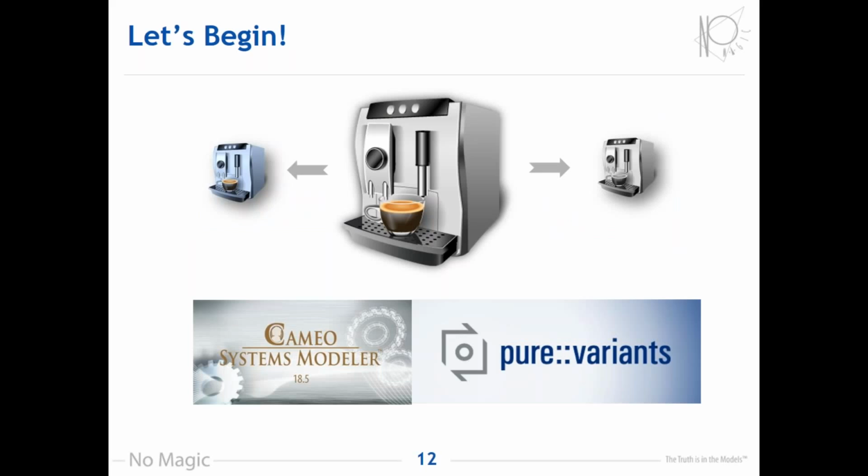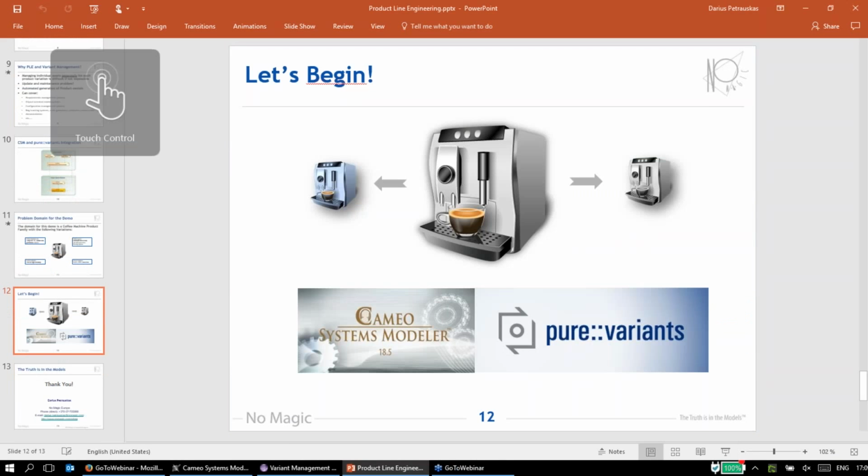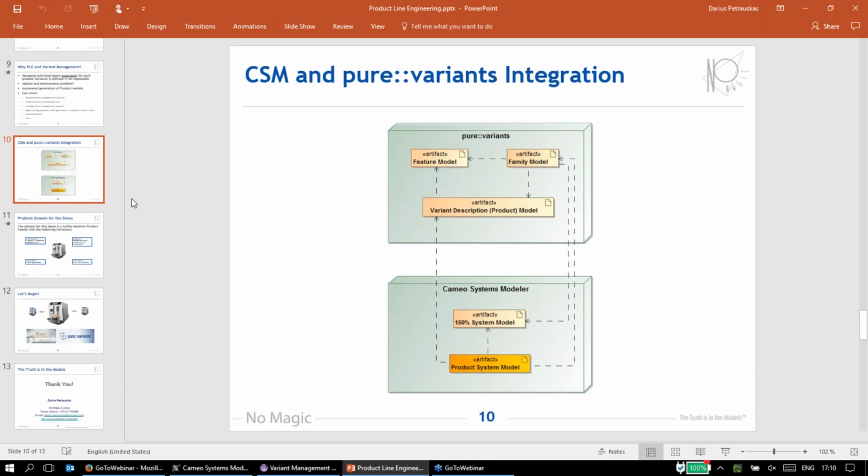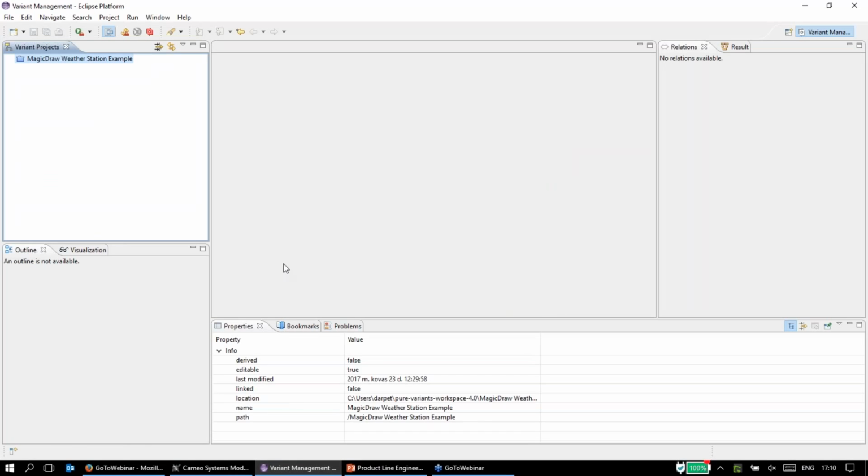So I think this is enough of the theoretical part, and let's switch to the tools, not just one tool, but Pure Variants and Cameo Systems Modeler, and realize a few variants of our coffee machine. Before we do that, I just want to go a few steps backward and show you that we begin here, because everything else uses this feature model. So we can now go to Pure Variants and begin creating a feature model for the coffee machine.